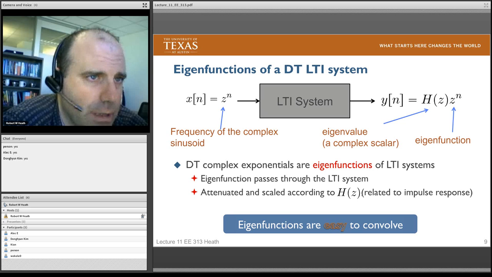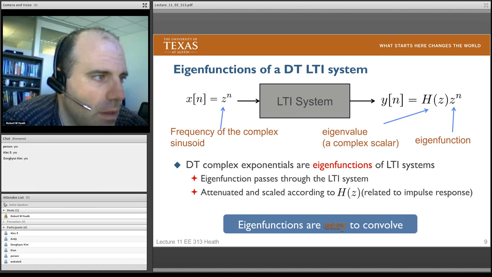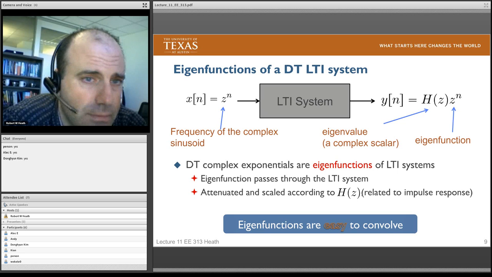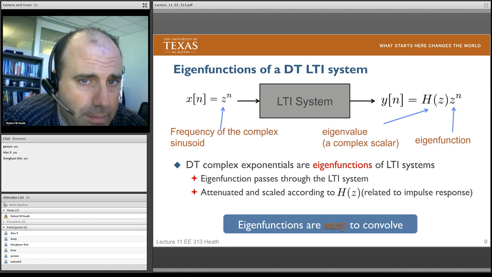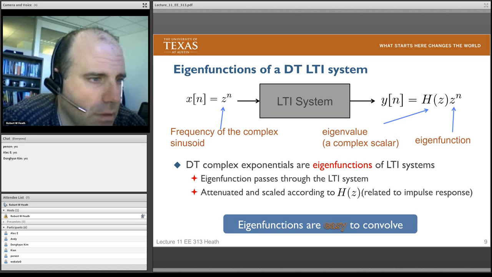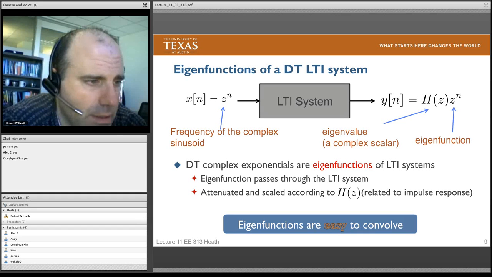What we get at the output is H of z times z to the n, where z to the n is the eigenfunction, and H of z is the eigenvalue, or the system response, or the frequency response. We're going to see later that this is related to the z transform of the impulse response. So just like in the continuous-time case, in the discrete-time case LTI systems also have eigenfunctions. But in discrete time, the eigenfunctions are exponentials of the form z to the n instead of e to the st. It's a different sort of exponential function, and we have the same benefits as before in that it's easy to convolve the input and the system to create the output.